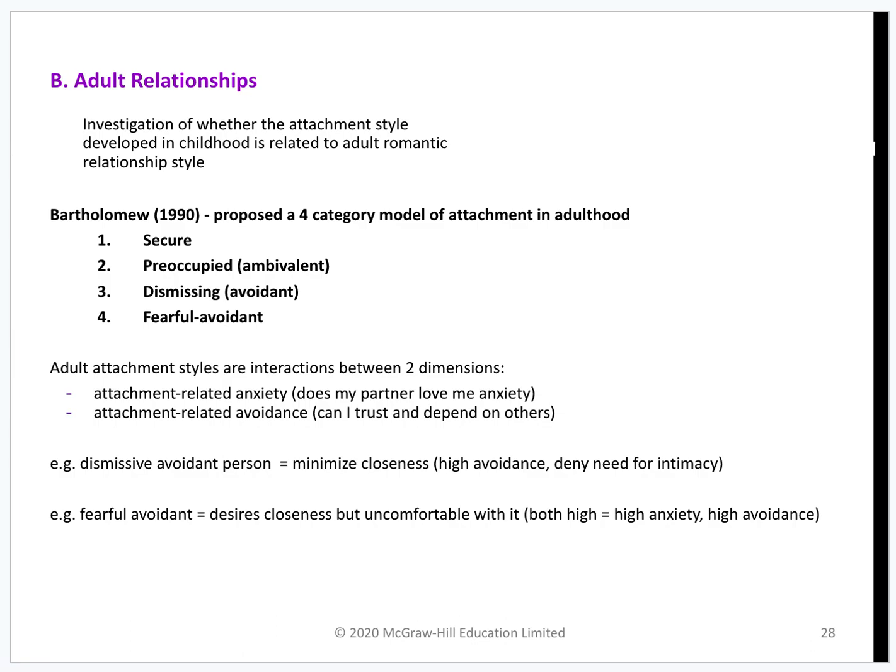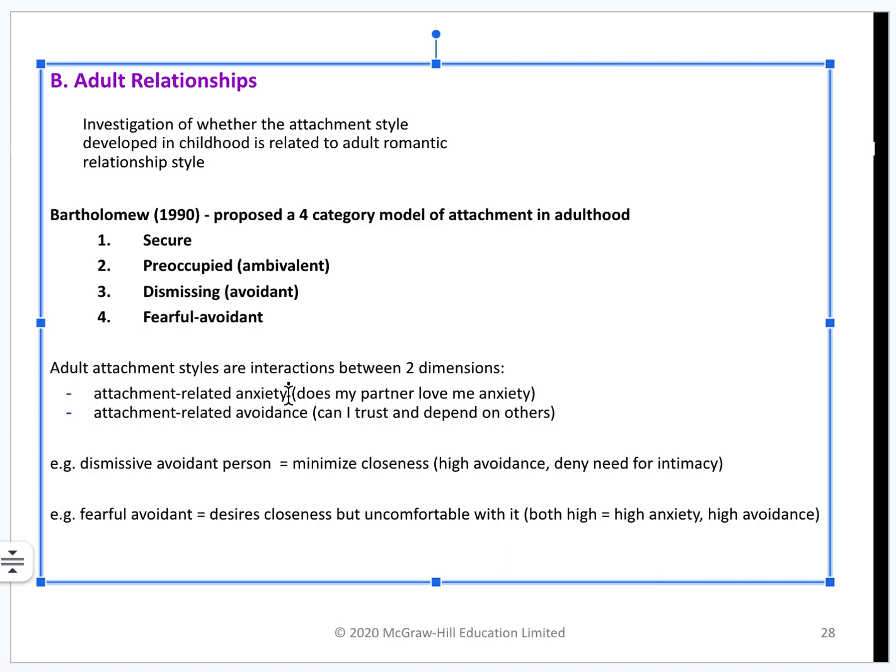And then finally, take a look at Bartholomew, 1990. So he proposed a 4-category model of attachment in adulthood. It's also important to note that these are dimensions. Okay, you're not specifically in one category. There's dimensions here. So adult attachment styles are an interaction between the 2 dimensions. So there's attachment-related anxiety. Does my partner love me anxiety? And then there's attachment-related avoidance. So there's anxiety and there's avoidance. Can I trust and depend on others?